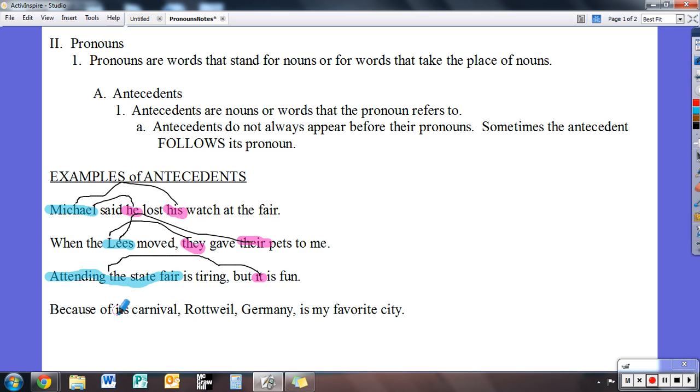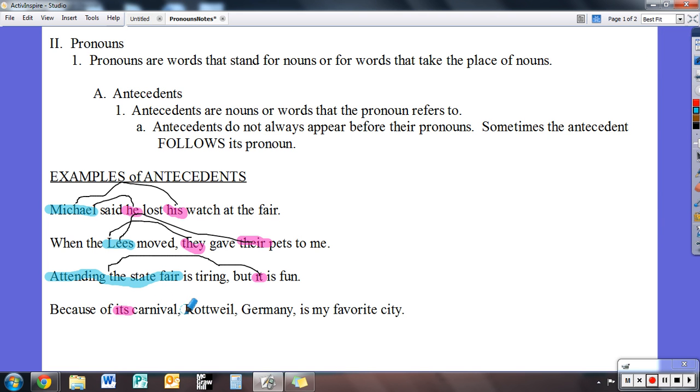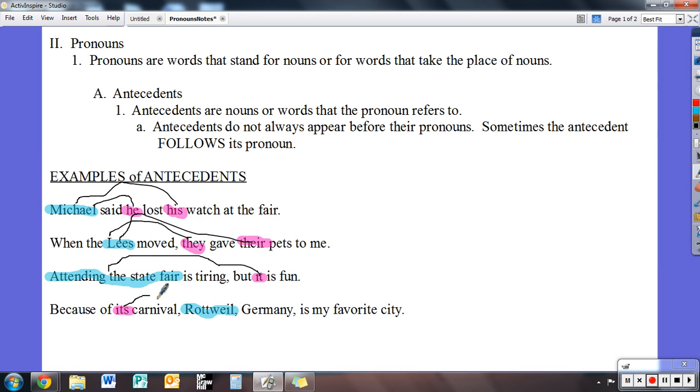The last one, because of its carnival, Rottweil, Germany is my favorite city. So its is the pronoun, right? And remember, this is one where it's backwards. So what is the noun that the word its is referring to? It's referring to the city, Rottweil. And so, yeah, we're going to connect those like that. So these are examples of pronouns and finding antecedents.